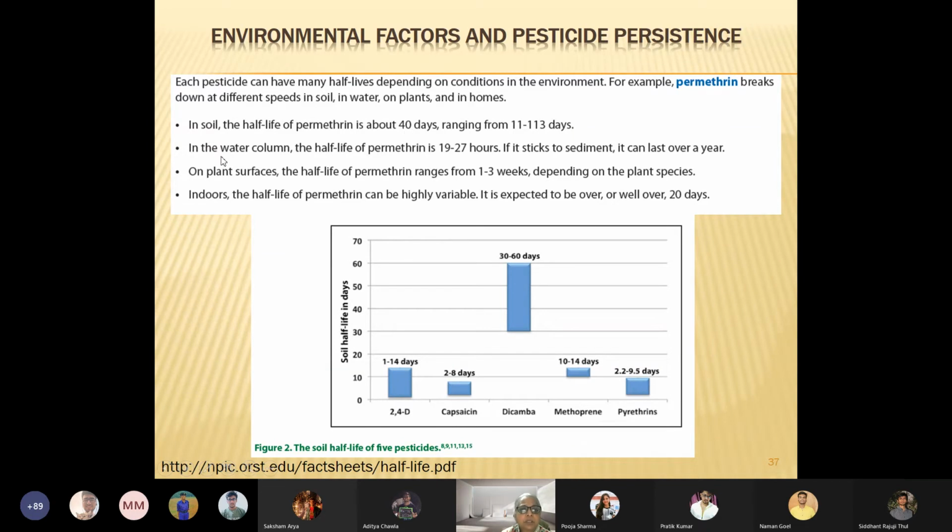Then in soil, we have 40 days. In water, it's 19 to 27 hours. In sediment, it can be more than 1 year. On plant surfaces, it can be 1 to 3 weeks. It all depends on the specific environmental situation. And indoors versus outdoors, all these are factors that will determine whether the chemical degrades or not. So it's not easy to make any generalization, but knowing the half-life in a particular environment, you should be able to do the remaining calculations.